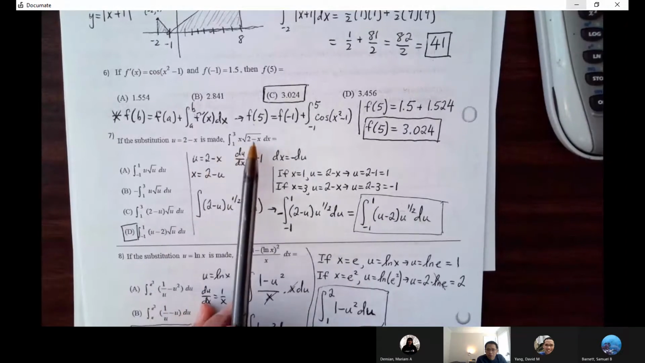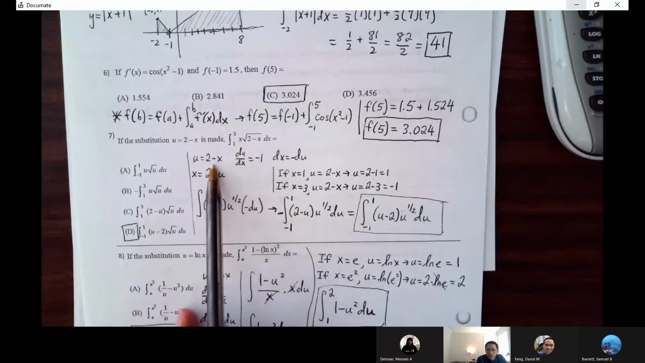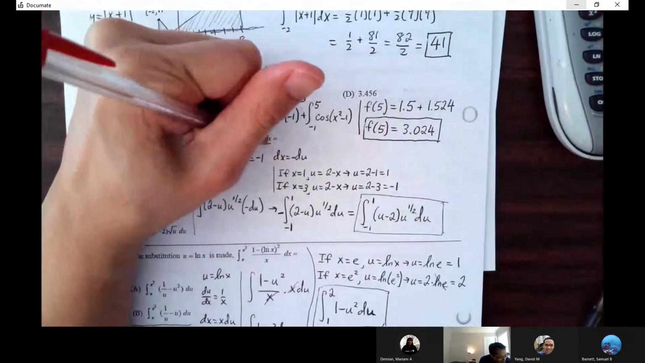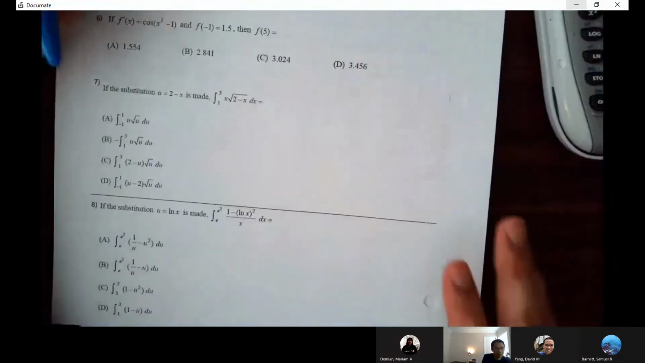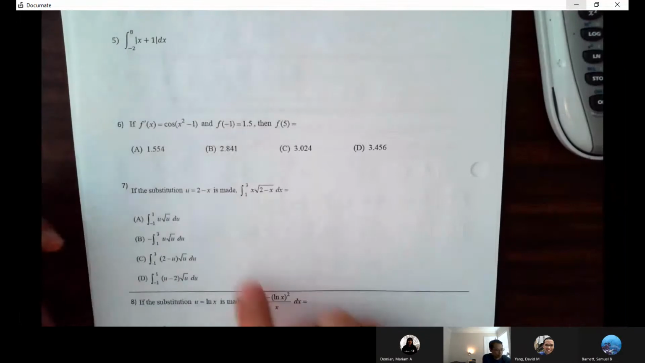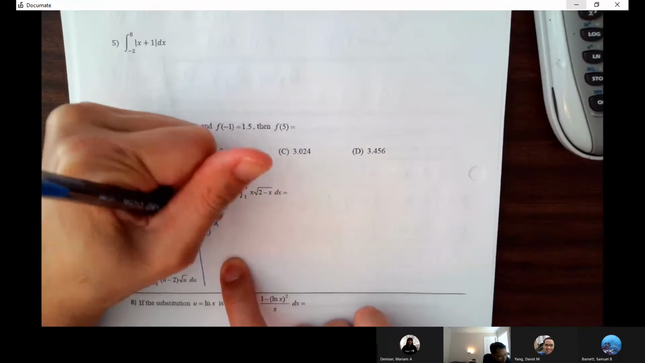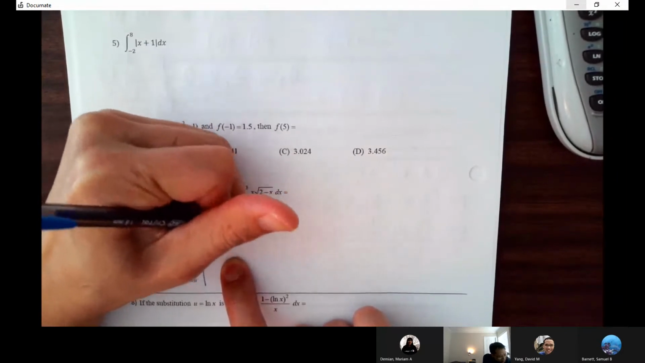I'm going to go ahead and replace the 2 minus x with u. So once I do that, I also need to get these portions in terms of u. Maybe I'll just work this out from scratch here. So number 7. If I rewrite this as x times (2 minus x) to the 1/2 dx. Okay, so they're telling us our u value is 2 minus x.